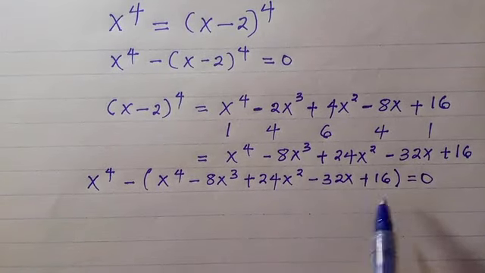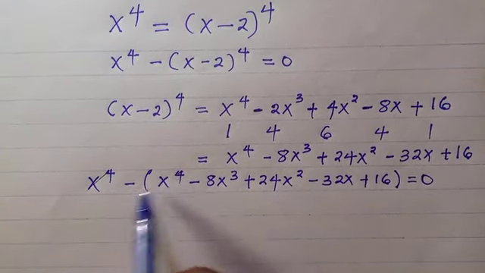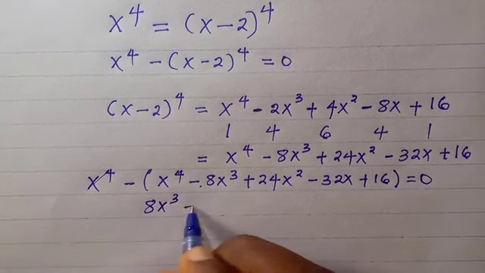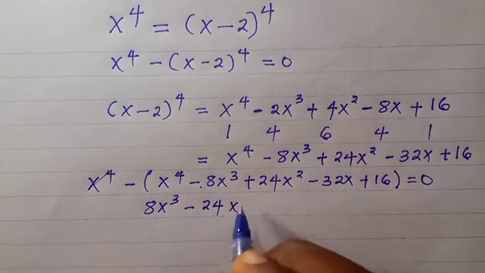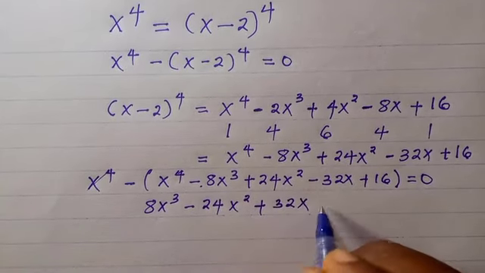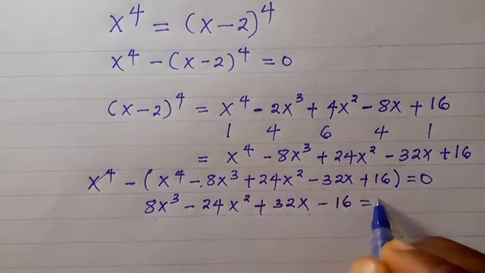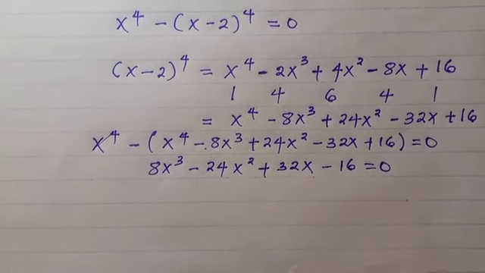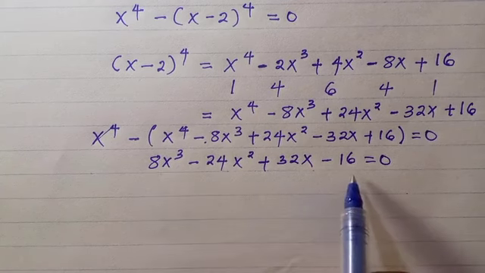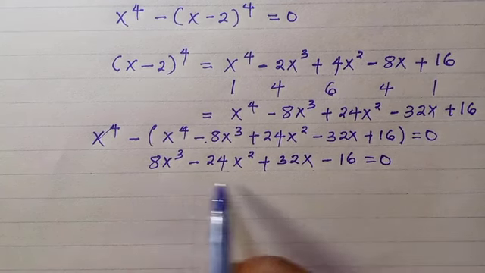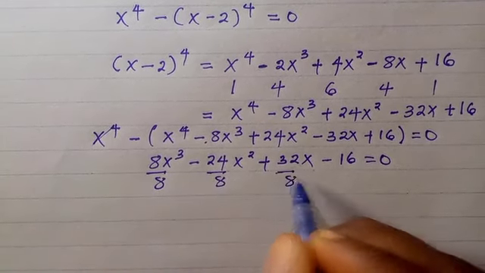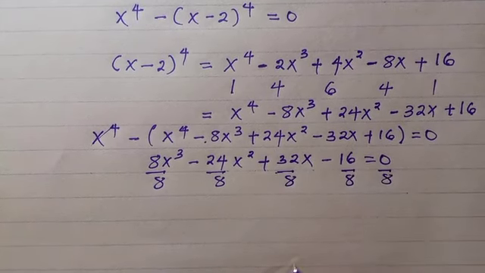So we try to expand this. This and this we cancel, and minus multiplied by this, that is 8x cubed minus 24x raised to power 2 plus 32x minus 16 equals 0. The next thing is, if you check all this, 8 can divide this without remainder, which means we divide all this by 8. So let's divide this by 8, divide by 8, divide by 8, divide by 8, and divide by 8.